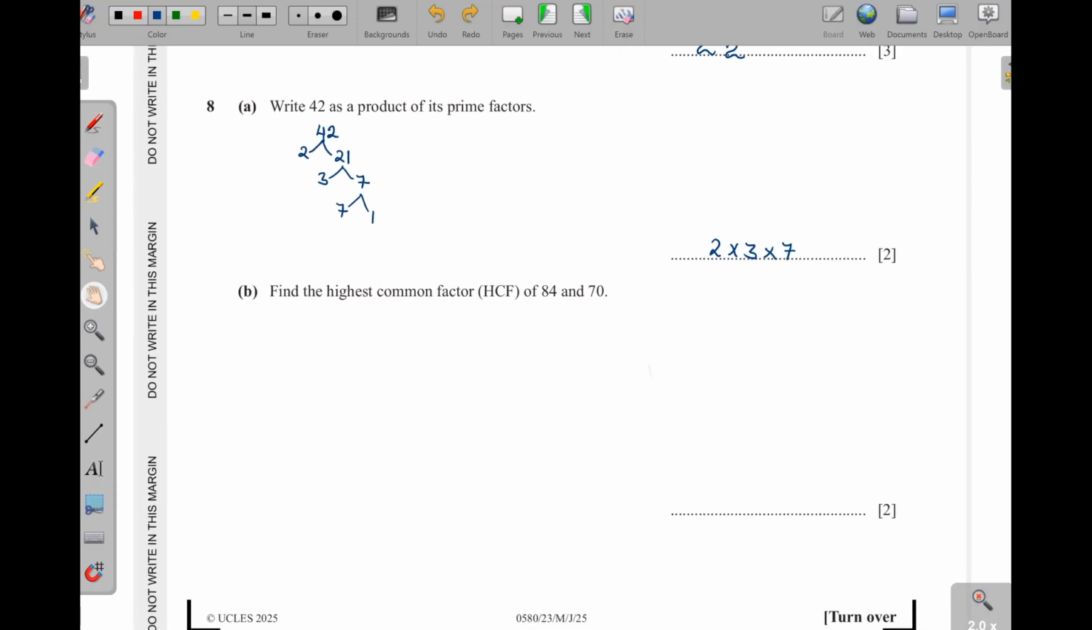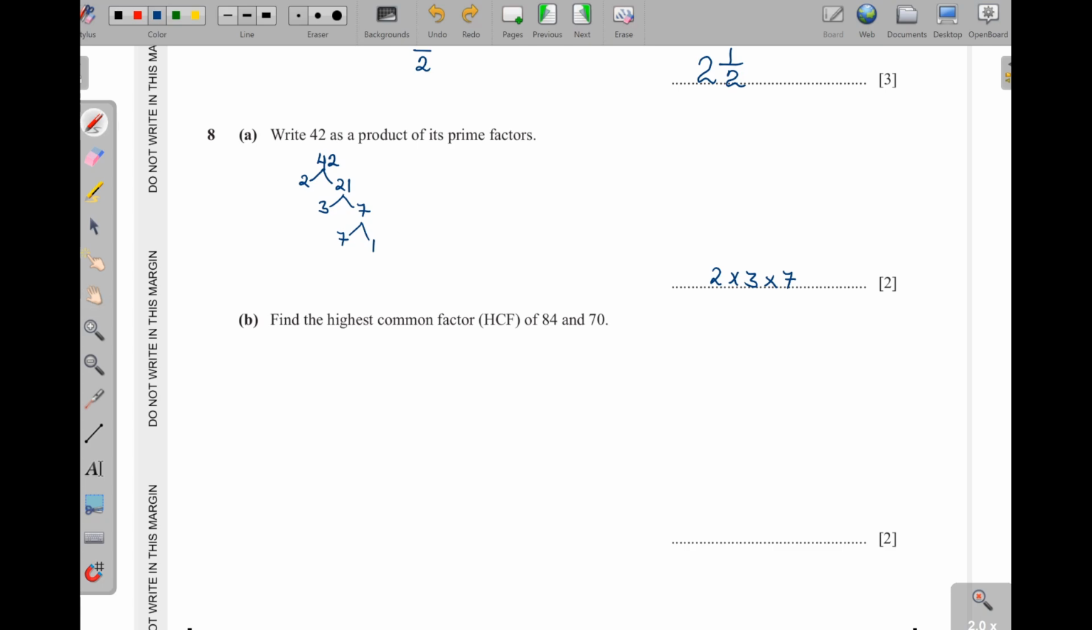So here we can use the table format. You have this 84 and then you have the 70. Look for numbers that can divide both. For example, I can use 2. So 84 divided by 2, we get 42. Then here we get 35. Now there is no number that can divide, 2 cannot divide these 2, so you leave the 2. How about 3? 3 cannot go into 35. How about 7?